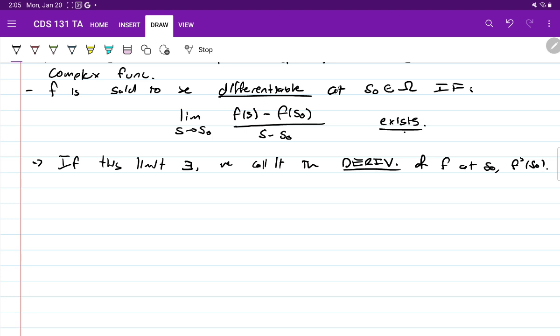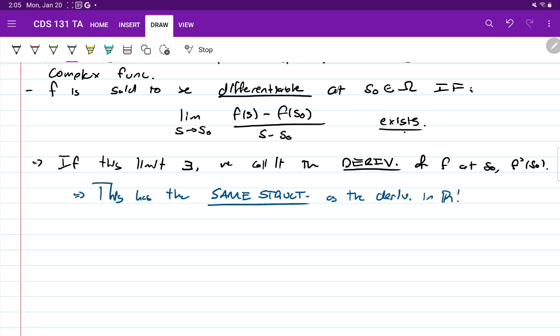Okay? So there's a couple things that I want to point out. First of them is that this has the same structure as the derivative in R. This is really an identical definition. The only difference is that instead of taking this limit in the real numbers, we're taking the limit in the complex numbers. So the limit is now taken in C instead of R.